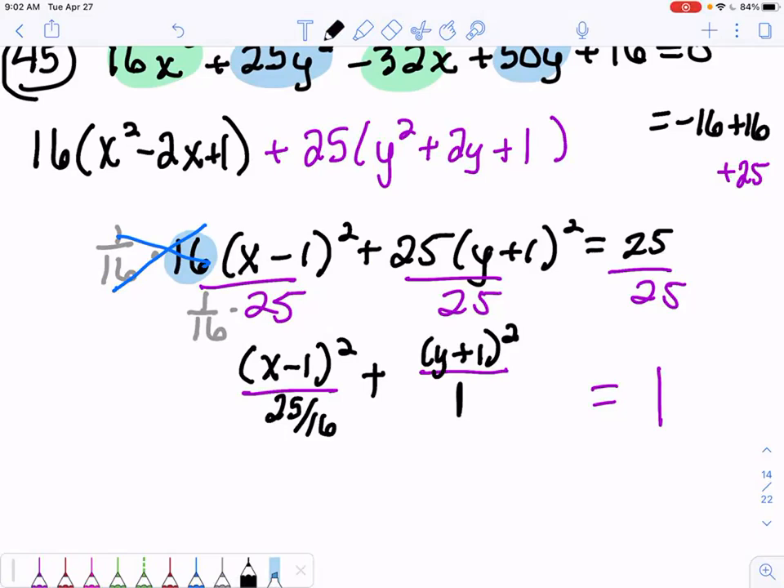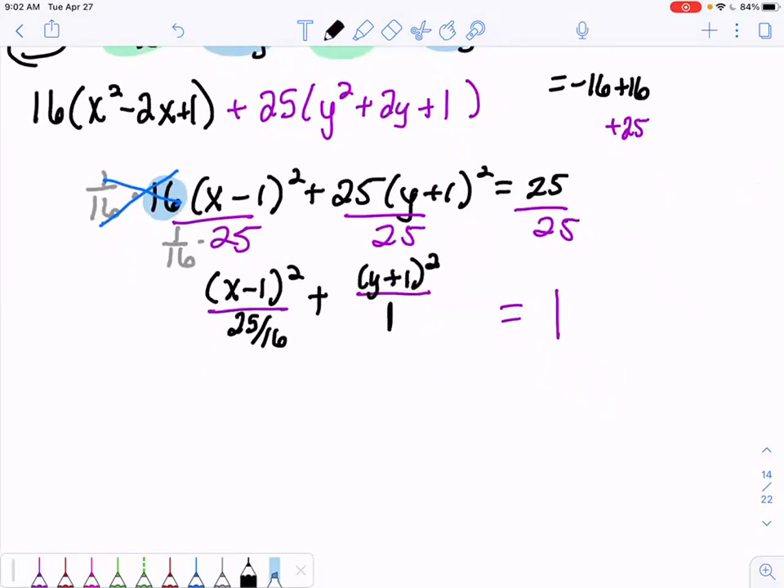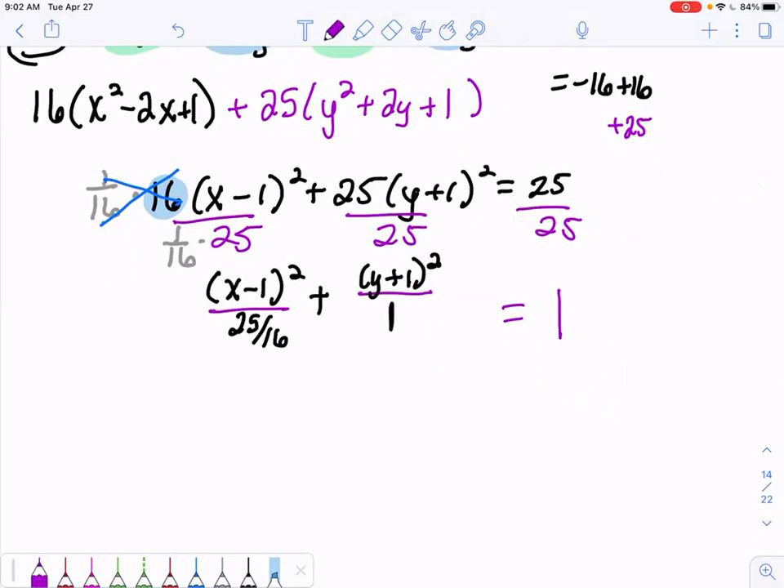equal to 1. So looking at this equation, Peter, how do you know if it's a vertical or a horizontal ellipse? Yeah, so 25/16 is bigger than 1. So the bigger number is with x. Therefore, it's a horizontal ellipse. Questions on that?